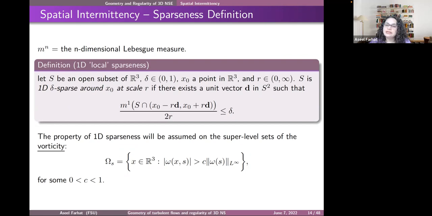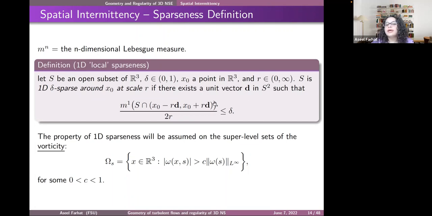But you can even relax it a little bit further. Instead of taking the 3D measure, the volume, you can take the 1D measure. So locally in the domain, you take any point, you draw a ball around the point, and you find the 1D measure along one direction going through this point of these super level sets or regions of high vorticity. You want to compare this 1D measure to the diameter of your ball, and you want this to be small. So it is local. At each point you can draw the direction, and the direction can change from point to point.